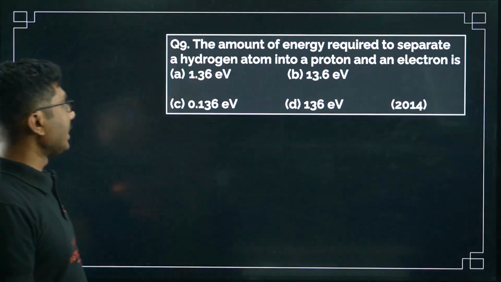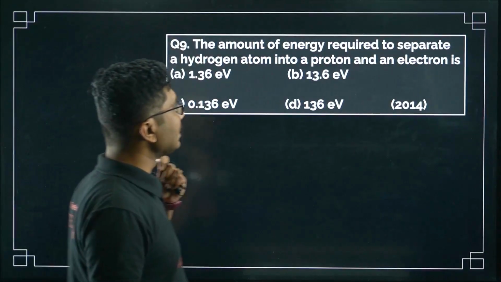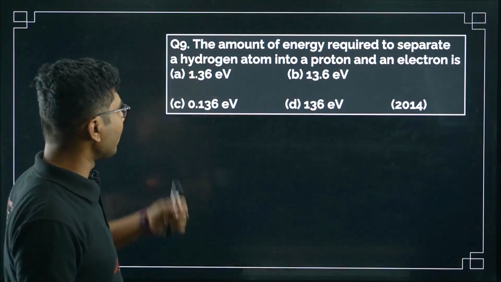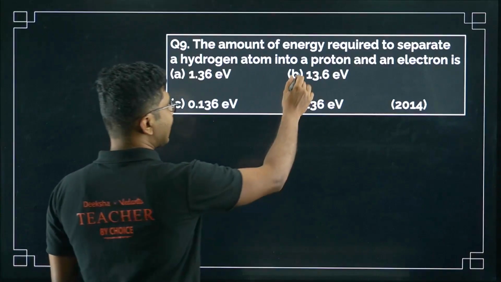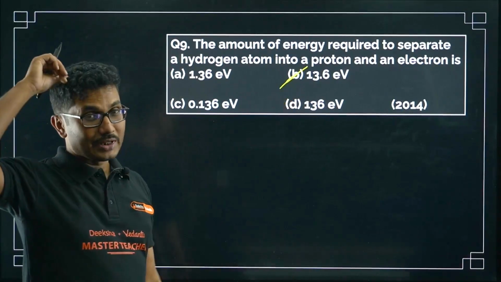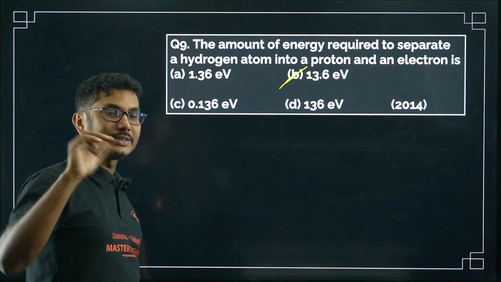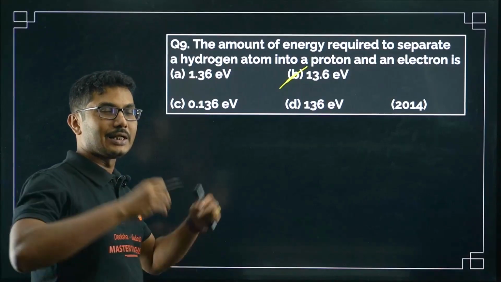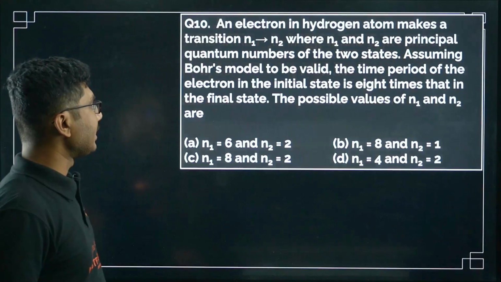Next, the amount of energy required to separate a hydrogen atom into a proton and electron is 13.6 eV. That is the ionization energy, right? If you want to disassemble it, that is the energy that we have calculated. Minus 13.6 eV is the energy at the ground state. If you provide exactly that much energy, the electron and proton will be separated.